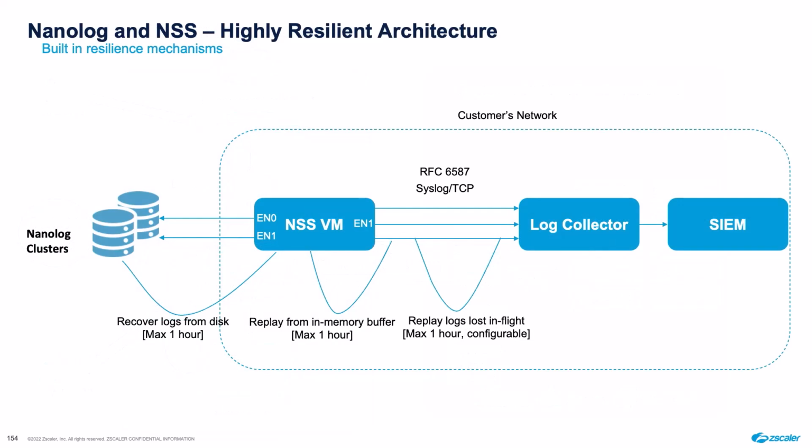So to understand this in a bit more detail, we've got the Nanolog clusters here on the left. There is up to an hour buffering if those connections disappear. The Nanolog streaming service will buffer logs in memory for up to an hour, and when its connection to the log collector for the SIEM comes back, it can replay lost logs in flight for up to an hour, and that's also configurable.